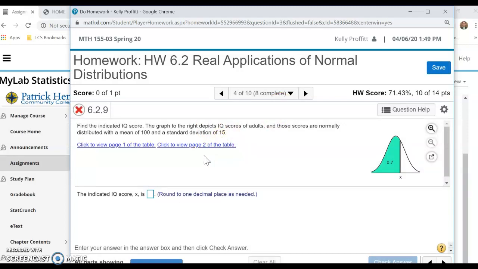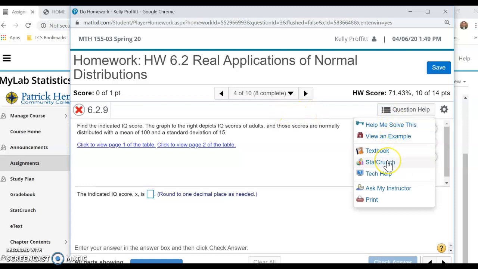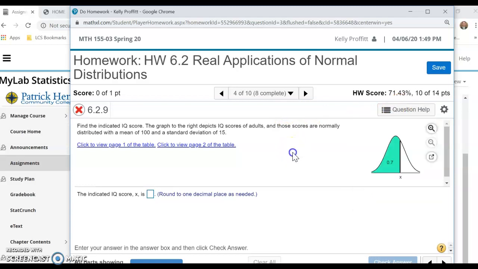It's very similar, except for this time they have the mean of 100 again and the standard deviation of 15. So this time they have given you the area to the left of the IQ score. The area to the left is 0.7. They're asking you what would that IQ score be. Okay, so we're going to go exactly again to StatCrunch. Let me write down 0.7 is my area to the left.